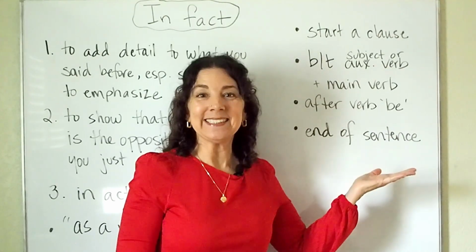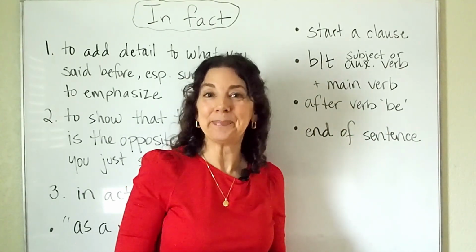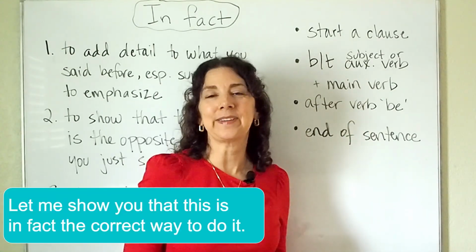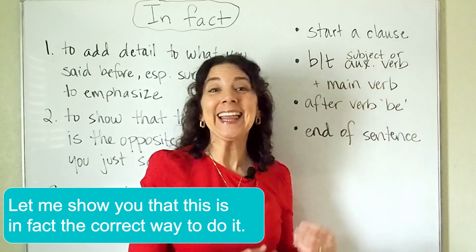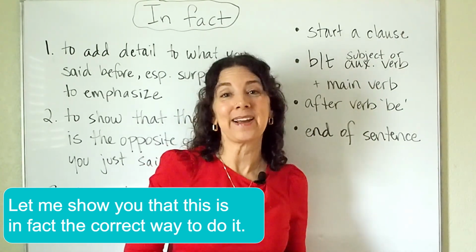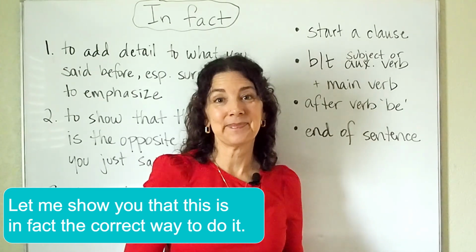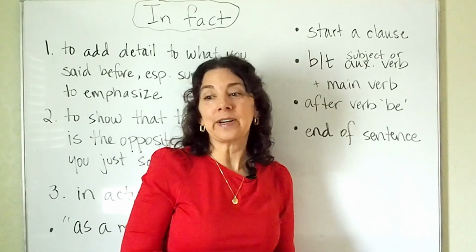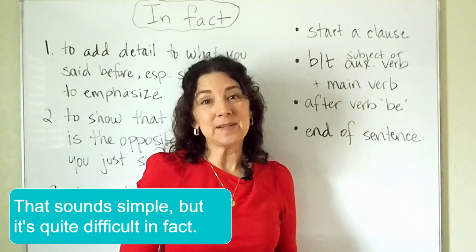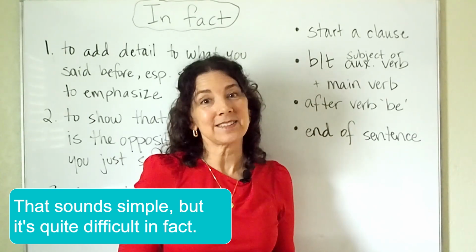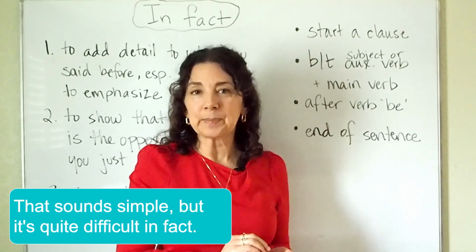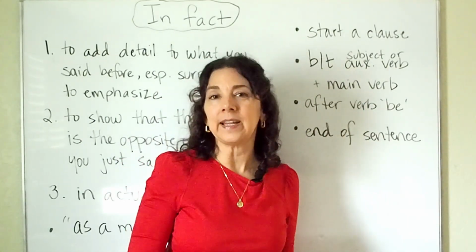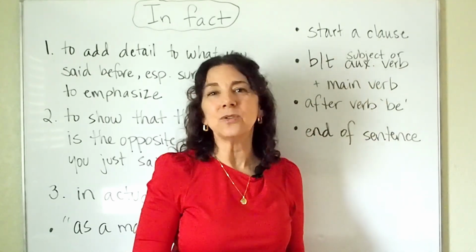The next one is that it can go after the verb "be," just like adverbs. For example, let me show you that this is, in fact, the correct way to do it. And finally, it can also go at the end of a sentence. For example, that sounds rather simple, but it's quite difficult, in fact. Now, let me explain that the last one at the end of the sentence would be more often in speaking. We wouldn't really use that in writing.